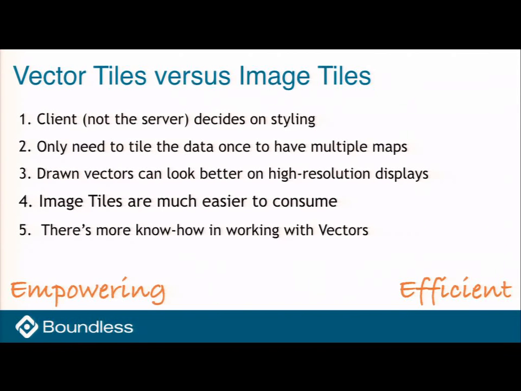I just want to do some comparisons between vector and image tiles. Vector tiles are really empowering and efficient, but they're a little bit harder to work with. There's 1,000 stories you want to tell with your map data. Vector tiles empower the client instead of the server to decide which story is told, because the client decides on what the map looks like. You're not constrained to the server's cartography decisions. They're also really efficient because you can tell all your 1,000 stories with the exact same vector tiles. You only need one copy of them on the server, not one for each map, just one copy, and just style differently on the client.